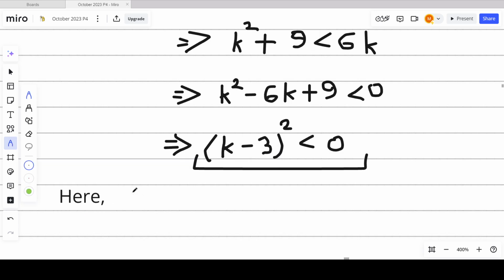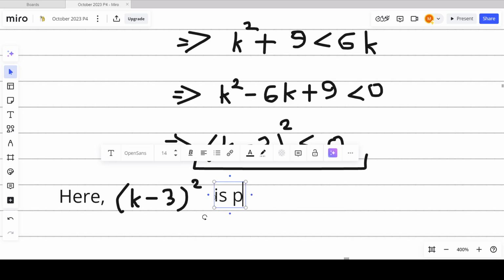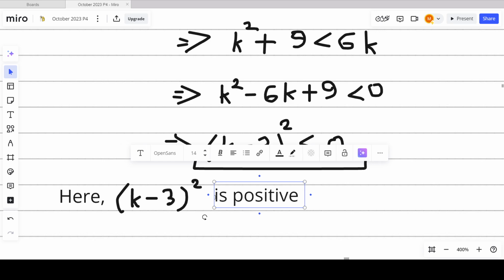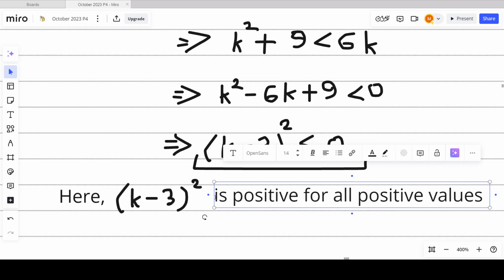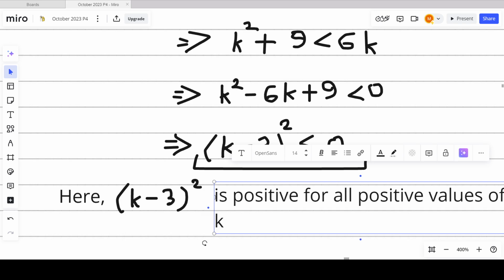K minus 3 whole squared is positive for all positive values of k, and is equal to 0 when k equals 3.